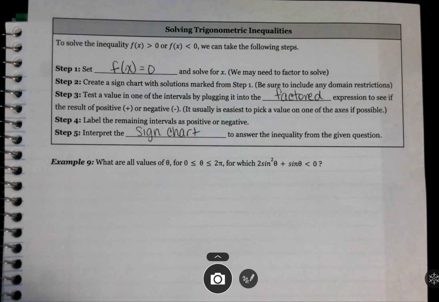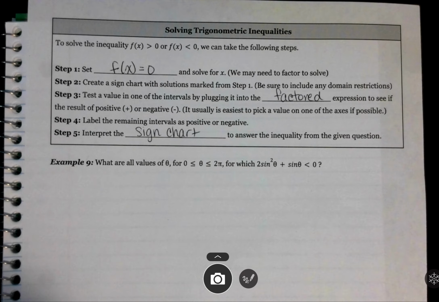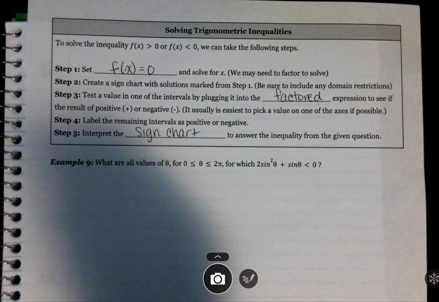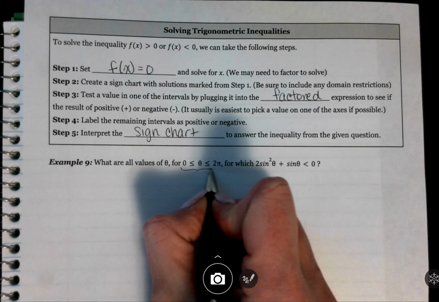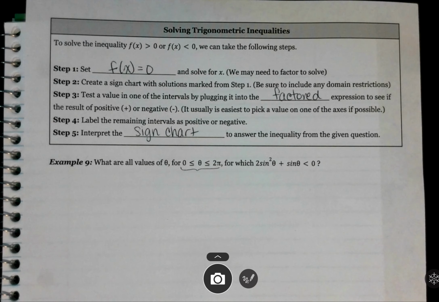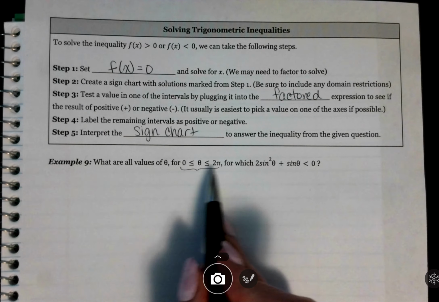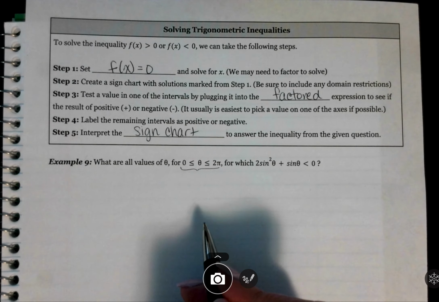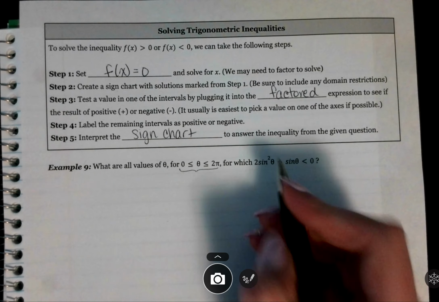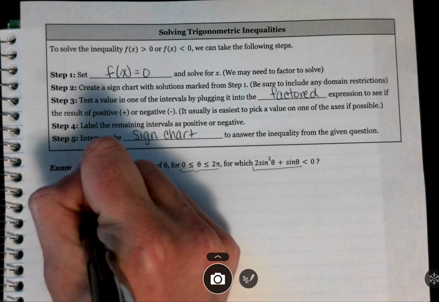So looking at example 9, it says, what are all values for theta, for 0 is less than or equal to theta, which is less than or equal to 2 pi, for which 2 sine squared of theta plus sine of theta is less than 0. So this interval just means we're not going to have to add all of the values like the 2k pi, 2 pi k. We're just looking at one length of a period, so from 0 to 2 pi. So the first thing I want to do is take this part of my function and set it equal to 0 so I can start by solving.